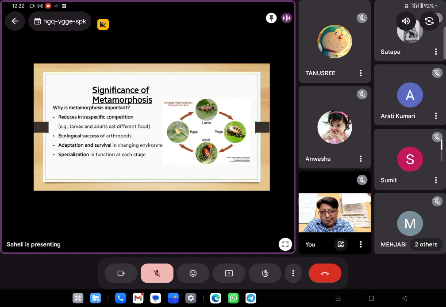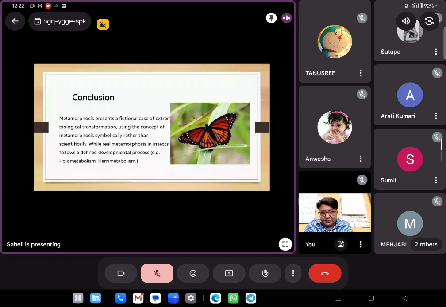In conclusion, metamorphosis in arthropods is a vital process that helps them grow, develop, and survive in different environments. Through this process, they change their body form and habits, reducing competition between young and adults. It also allows them to adapt better and become one of the most successful animal groups on Earth.